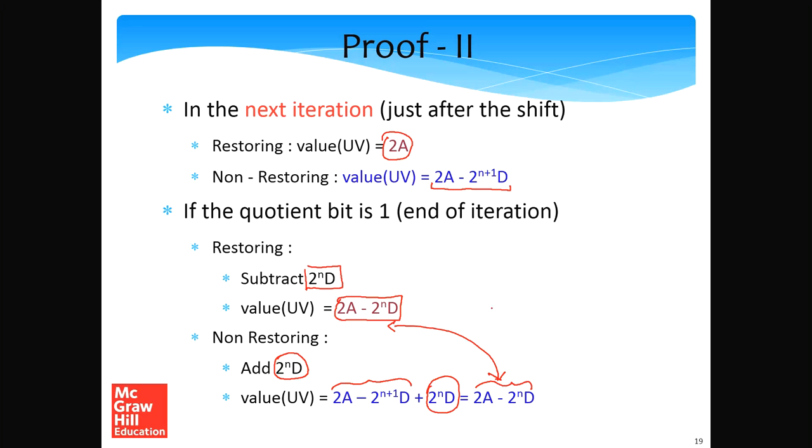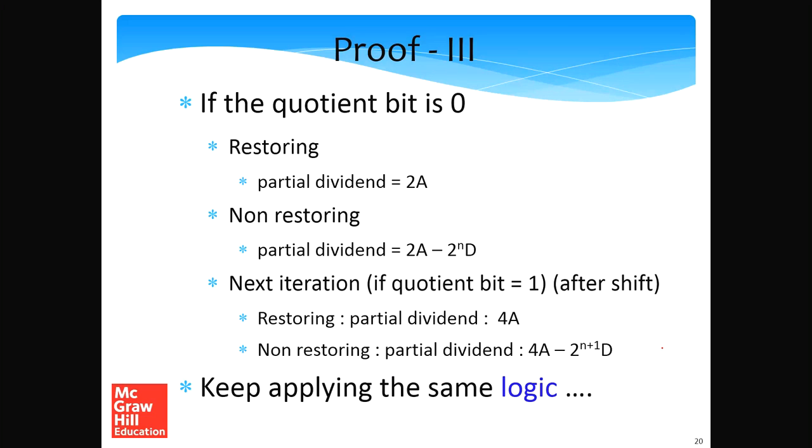Just continuing in an overview style, whenever we set the quotient bit to 1, we will find that the value in the UV register, discounting the quotient bits, between the restoring and non-restoring will be the same. Otherwise, the restoring algorithm will continue to set the quotient bits as 0, and the non-restoring algorithm will also continue to set the quotient bits as 0, and whenever the quotient bit is set to 1, both the algorithms will have the same state, in the sense all the registers will have the same set of values.